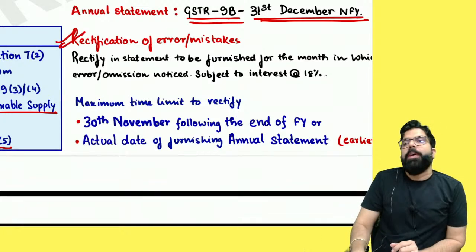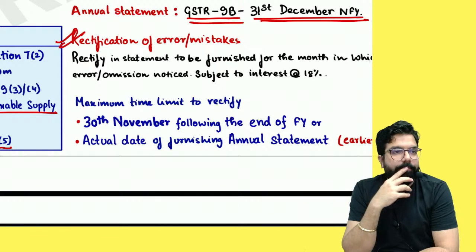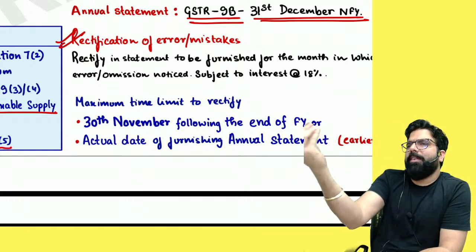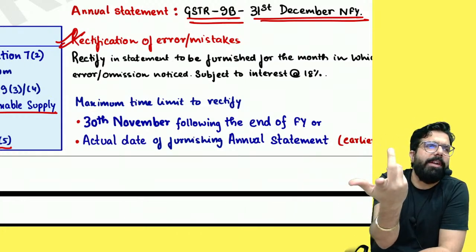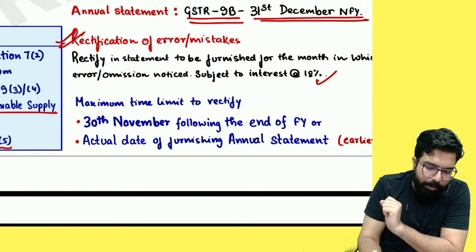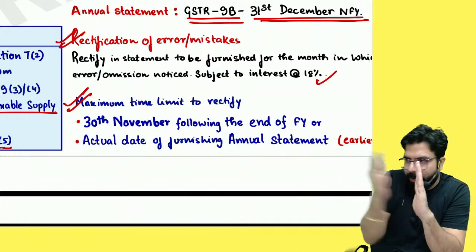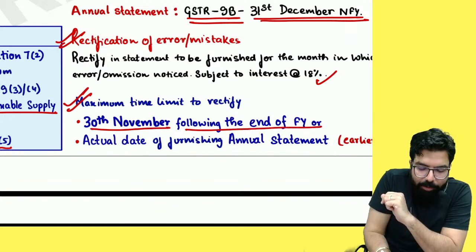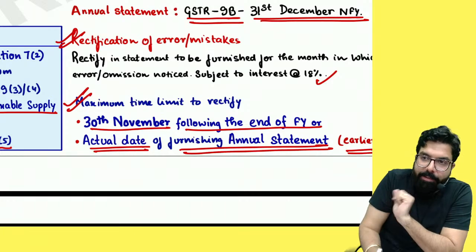Suppose the e-commerce operator filed GSTR 8 and there was some mistake. Might be they did not show one TCS of 1 month and they showed it in the next month. You have to pay along with interest at the rate of 18%. What is the maximum time limit to correct? If any mistake is there for this year, by what date can you correct it? 30th November following the end of the financial year or the actual date of filing the annual statement, whichever is earlier.